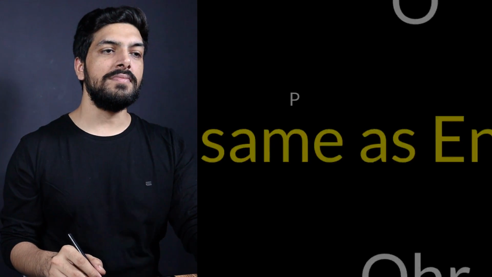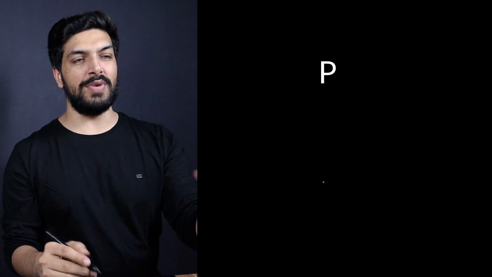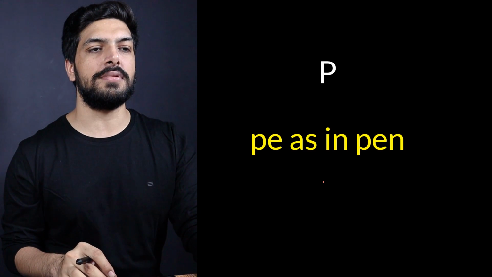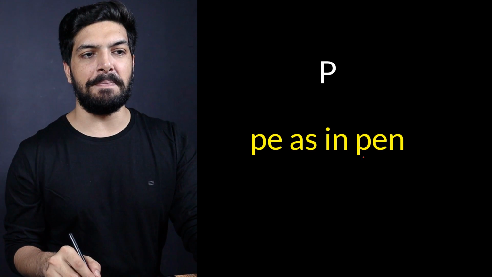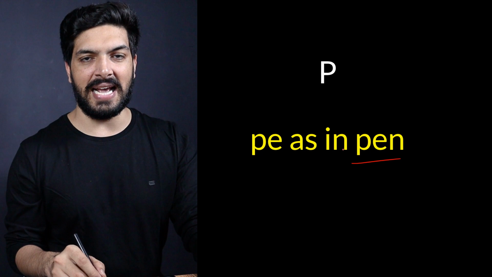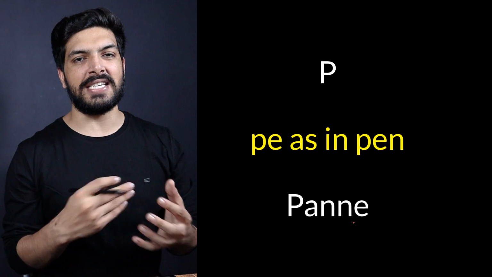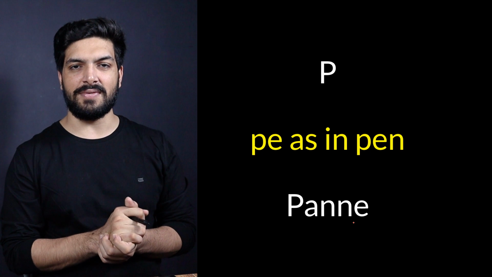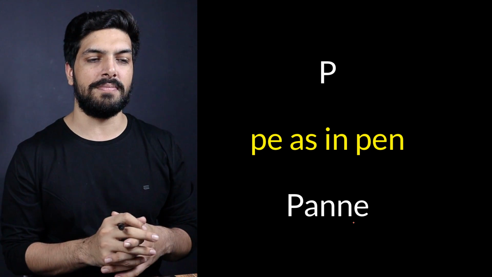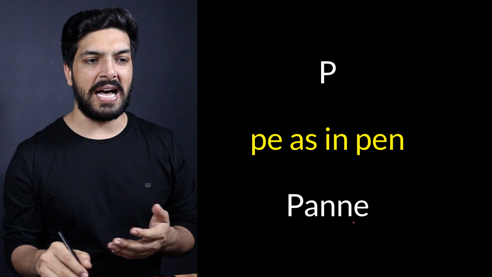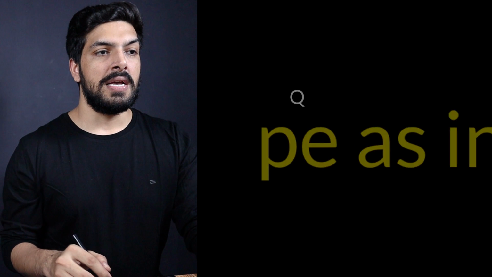O. P, there's a change. We go back to the trend of say and day and all those stuff. So P becomes pay, as in pen. So pay sound, A sound, right? Pay. And that is Panne. Panne means a breakdown. So let's say you had an accident with a car or your car broke down. It's called a Panne, right? Panne is a word. Nice.